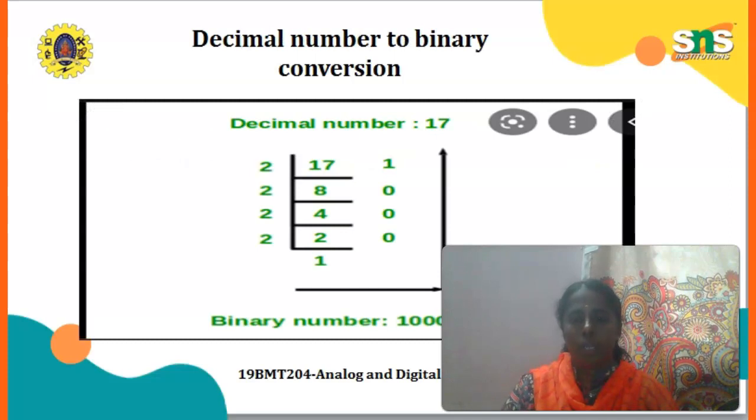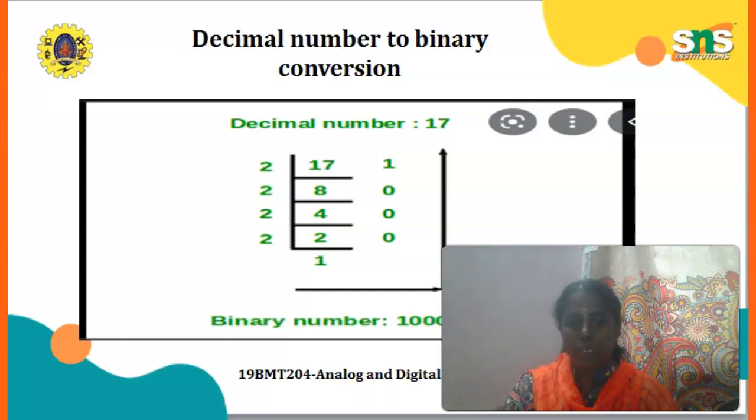Next one is how to convert from a decimal number to a binary number, or binary to decimal. So let us see in detail. Let us take an example of decimal number 17. If the number base is not given, it is automatically taken as base 10. So here we have to do decimal to binary conversion, where we divide the decimal number by 2.